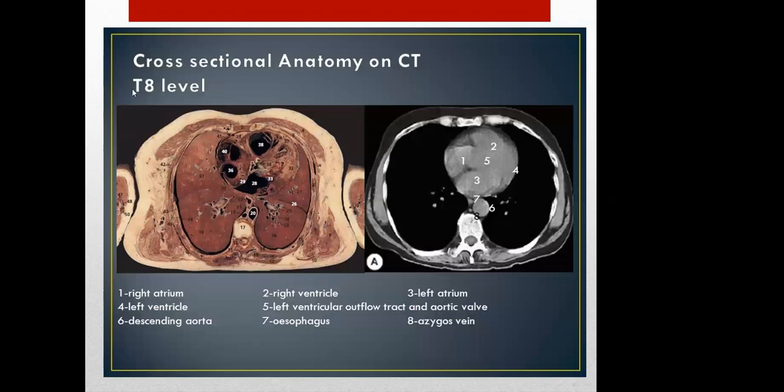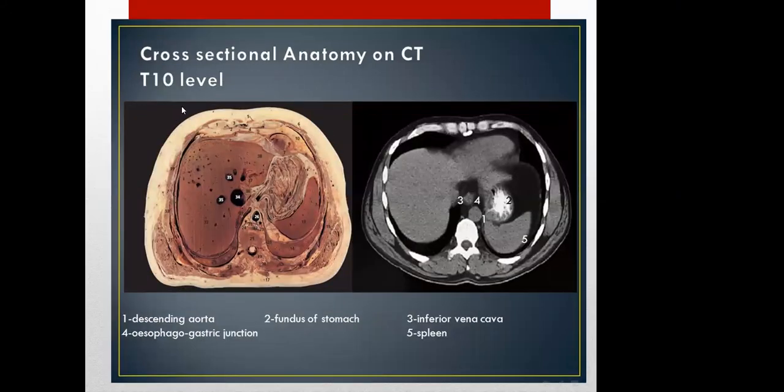The level of T8 passes through the heart. So all the chambers will be clearly visualized. This is the right atrium, the right ventricle, the most anterior one, and the left ventricle and left atrium, the most posterior chamber. And this is the descending aorta.